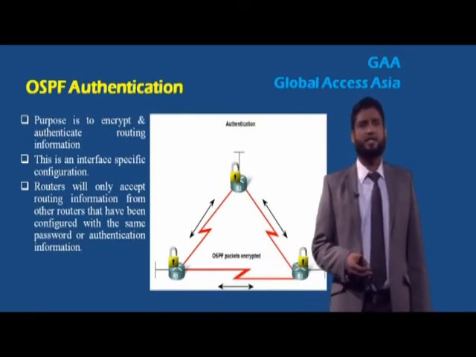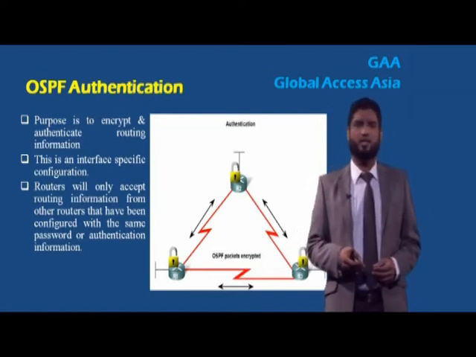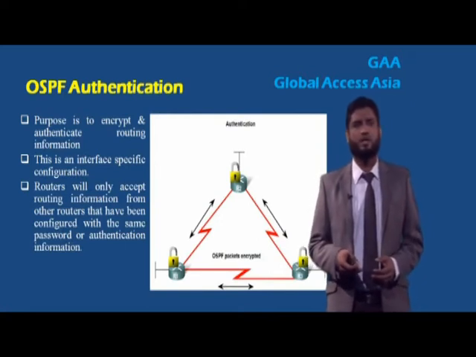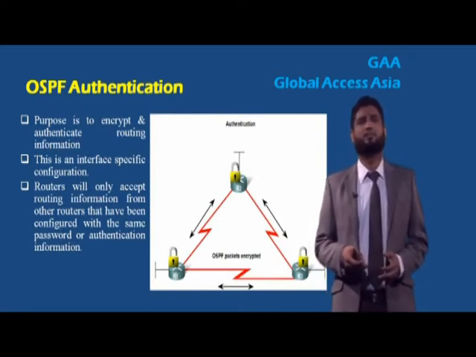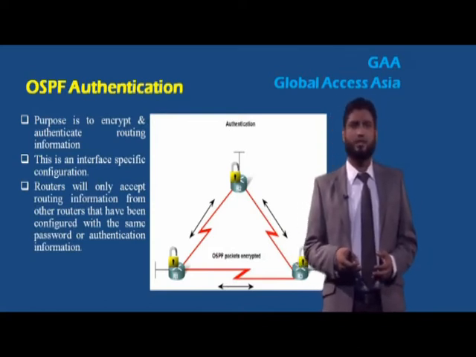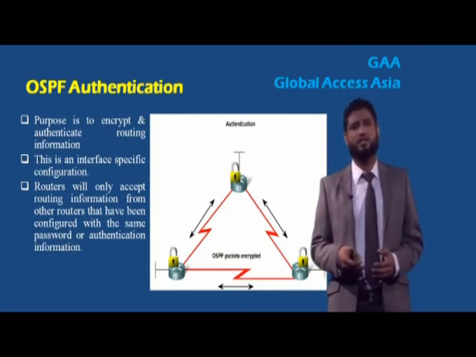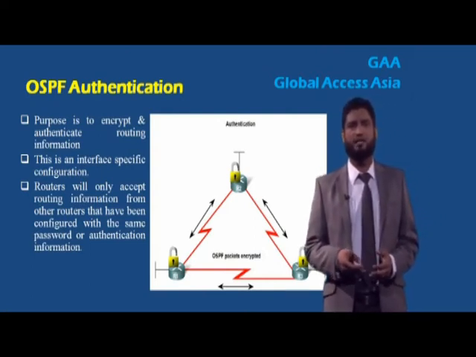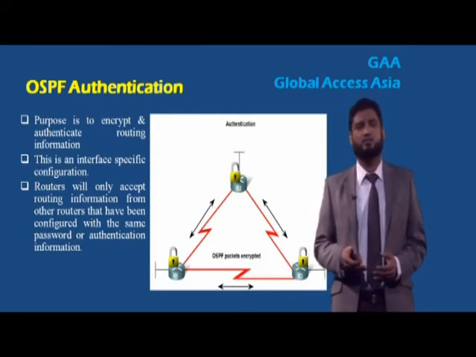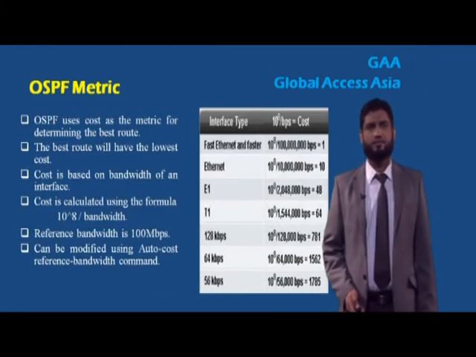Okay, so OSPF authentication. The purpose is to encrypt and authenticate routing information. This is an interface specific configuration. A router will only accept routing information from other routers that have been configured with the same password or authentication information. This is also available in EIGRP. OSPF packets are encrypted, that means the routing information exchanged between two consecutive routers will be authenticated.